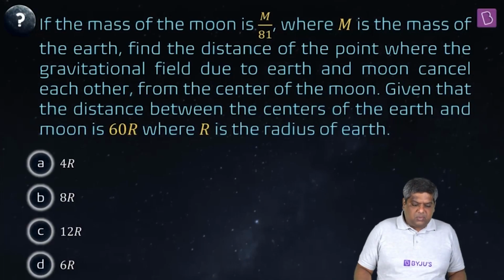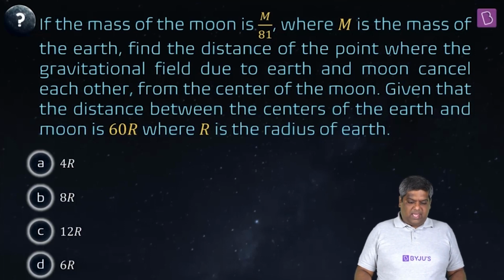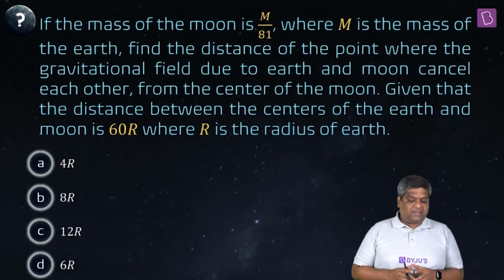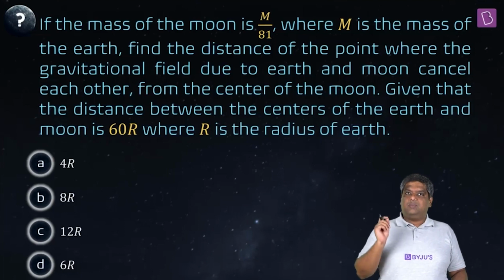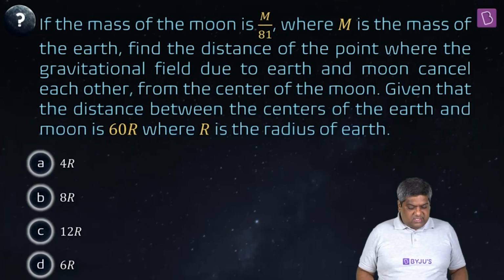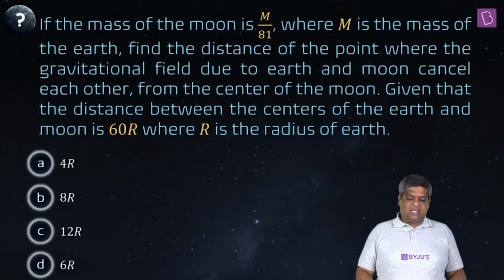If the mass of the moon is M by 81, where M is the mass of the earth, find the distance of the point where the gravitational field due to earth and moon cancel with each other from the center of the moon. Given that the distance between the centers of the earth and moon is 60R, where capital R is the radius of the earth.